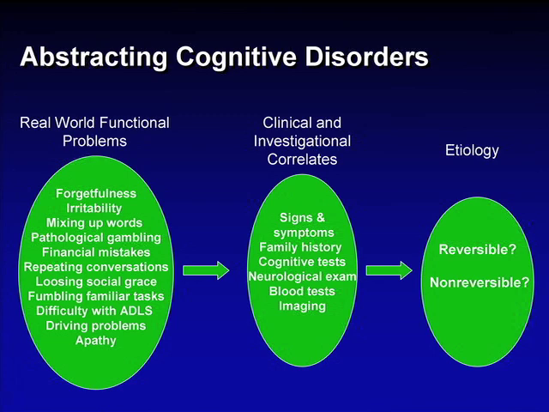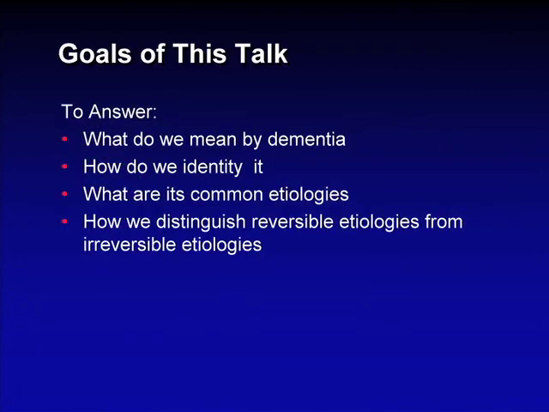This is a huge thing for the patient when they're given a diagnosis of dementia. So being aware of the possibilities in front of the patient is a crucial role that you're playing as a physician. So the goals of this talk are, one, to answer what do we mean by dementia, when different people have a different sense of what dementia means.